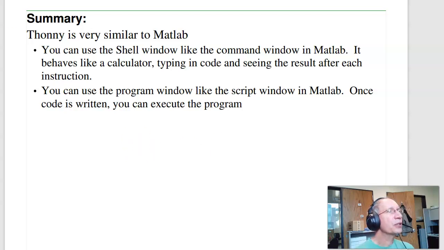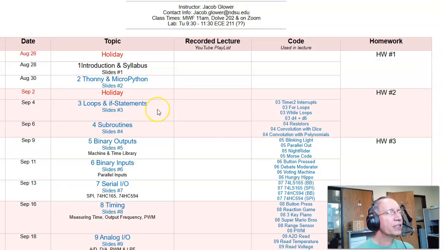So that's kind of lecture number 2. What we're going to look at next is doing looping. How to do loops, while loops, for loops, and if statements in Python. But that'll come up next. So that's lecture number 2 for ECE476.